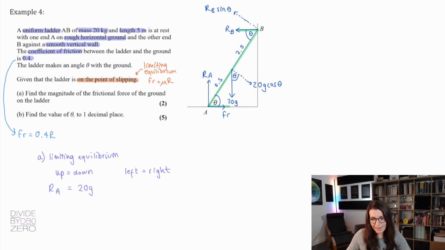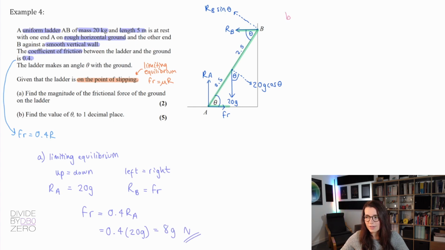Going directly to the left, we have RB, and going directly to the right is friction. Now, because friction is happening on the ground, we also know then that friction will be 0.4 RA, because that's the reaction force on the ground. So if we just sub in 20g for RA, we can get that friction is going to be equal to 8g newtons. And that's it for part A.